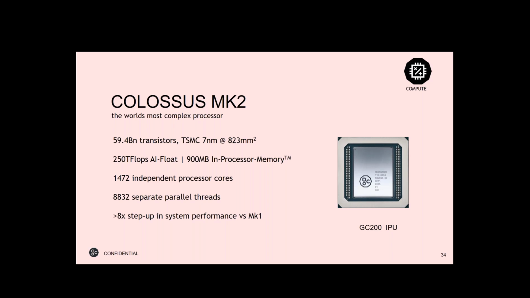You'll see a graphic of our chip in a minute, but we've got just under 1,500 independent processor cores, and because of the hardware workers that we've got in the processor cores, that enables us to have just under 9,000 separate threads operating within every die as well. Okay, you can step forward, Jason.